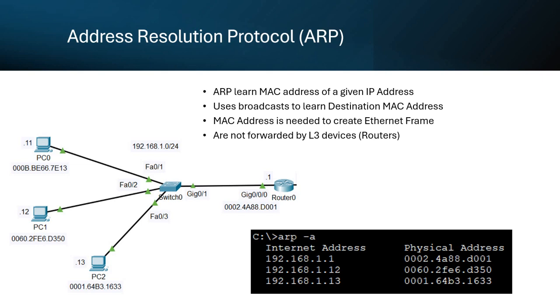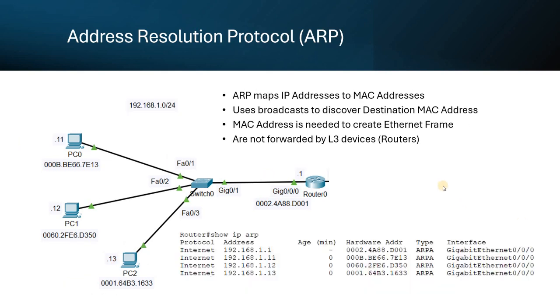If we look at our ARP table on a PC, we can see that it's already learned, and it's created an ARP table that maps the physical addresses to the IP addresses. And we can look at that. In this example, PC2 has a MAC address of 1633, and I'll see that right down here. 1633 maps to the IP address 192.168.1.13.